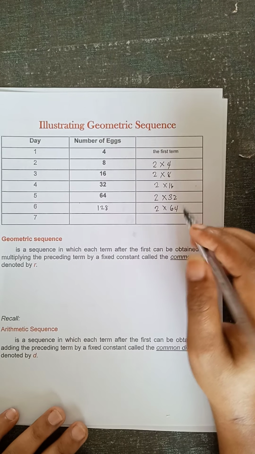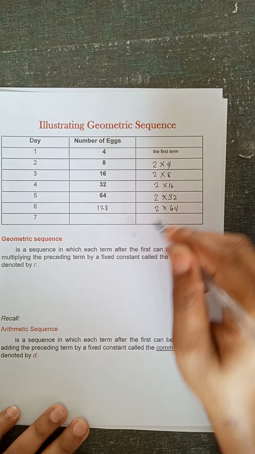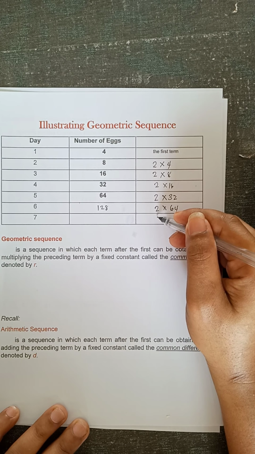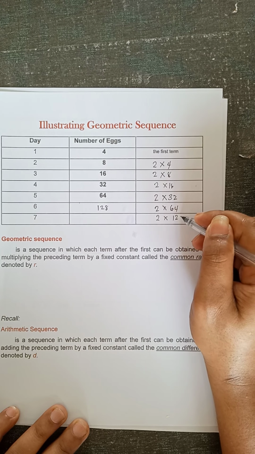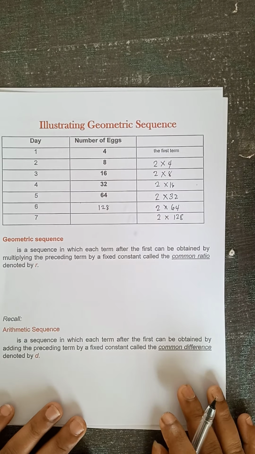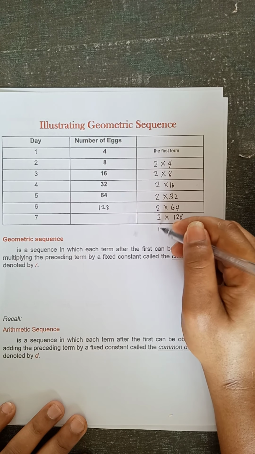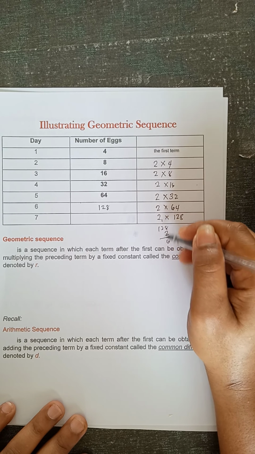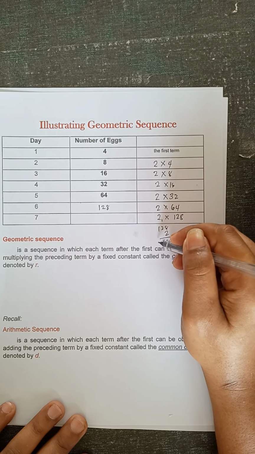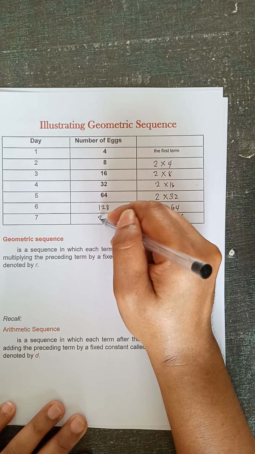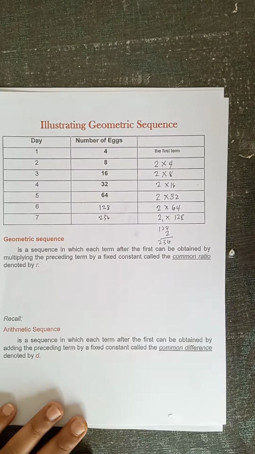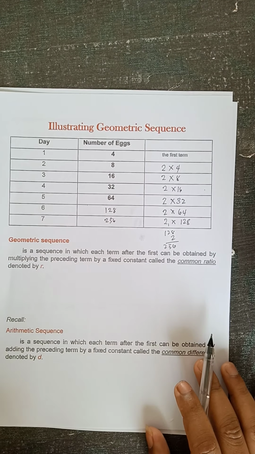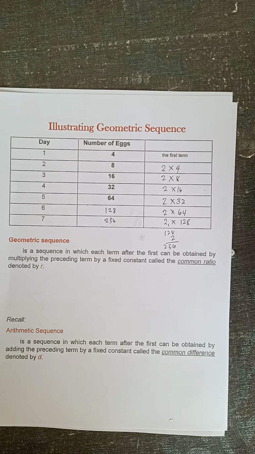And for the 7th day, the ducks of Pet Pit will lay a total of 2 times 128, that will be equal to 256. Now this table is a perfect example of a geometric sequence.